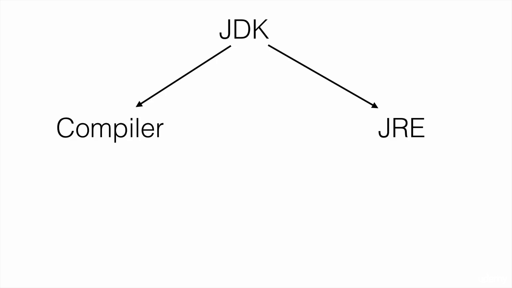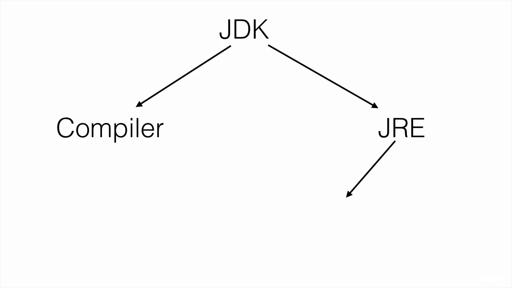Working on our Java applications, the very first thing we do is to install the JDK. JDK stands for Java Development Kit. It is software that comes with a Java compiler and a JRE. JRE stands for Java Runtime Environment.